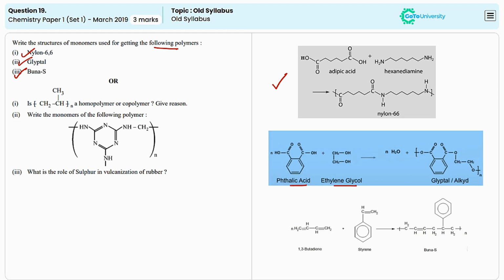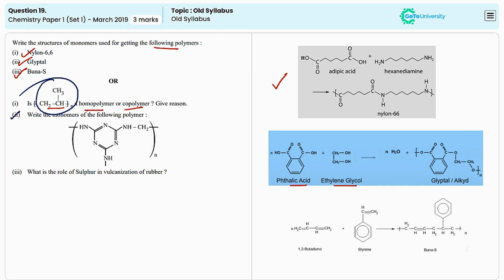Now let's come to the OR question. The first one is to identify whether the given polymer is a homopolymer or copolymer. The given polymer is a homopolymer because a homopolymer is a type of polymer made from only one type of monomer. Here it contains only one type of monomer, which means this is an example of a homopolymer.